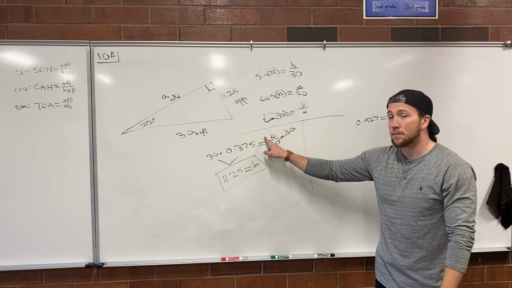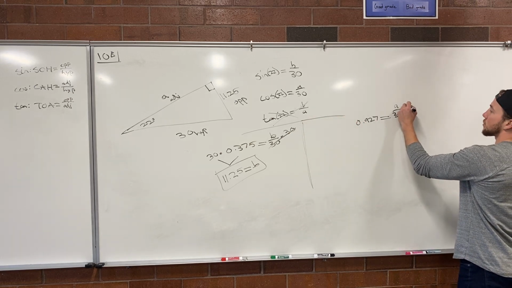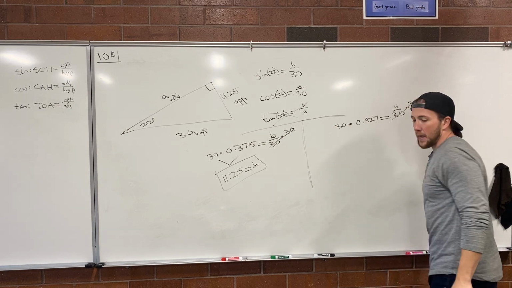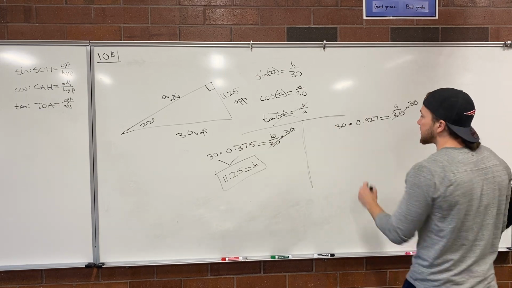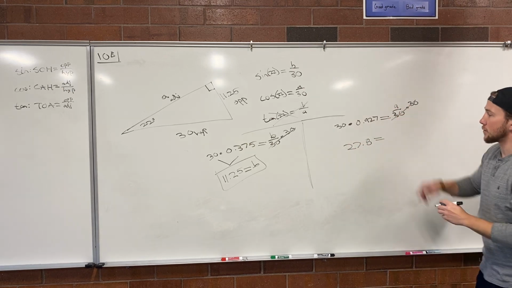So the same way we solved for b here by multiplying by 30 on both sides, we're doing the same thing here. We're going to multiply by 30, multiply by 30. And when I do that math, I'm going to get about 27.8. 27.8 equals the leftover variable a.